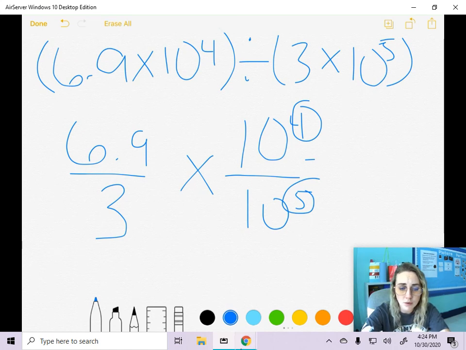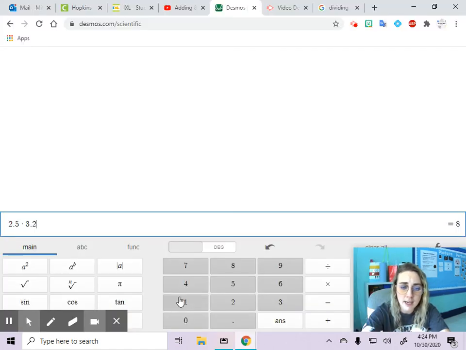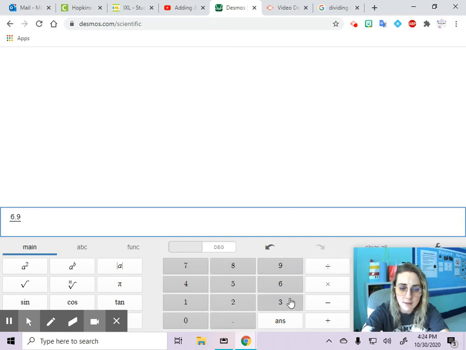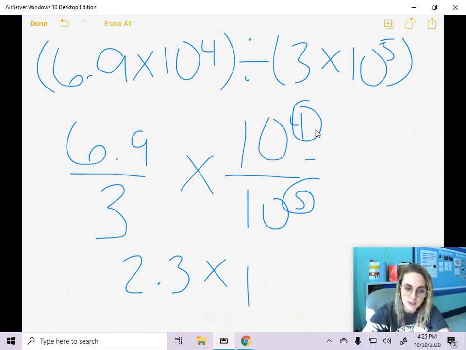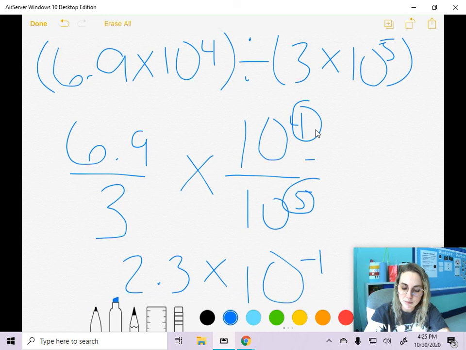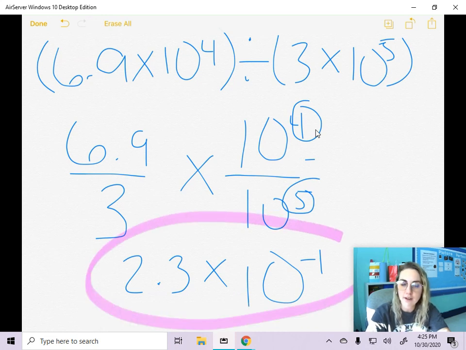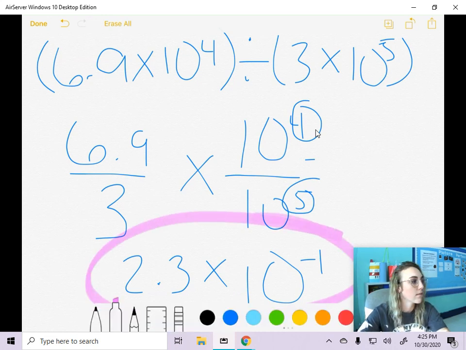Okay? So let's go to our handy dandy Desmos calculator and put in 6 and 9/10 divided by 3. Our answer is going to be 2 and 3/10. So let's go back to my iPad, and now we have 4 minus 5, so our exponent is going to be negative 1. This is proper scientific notation, and therefore you are finished.